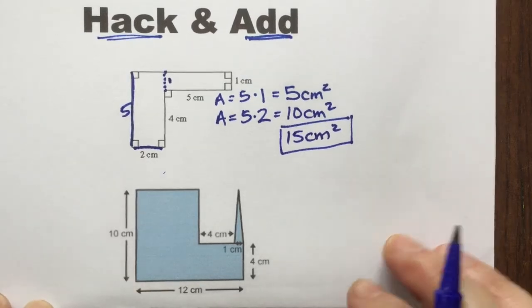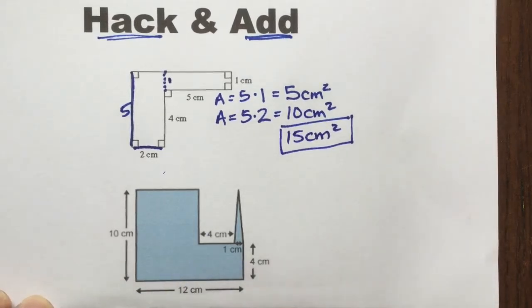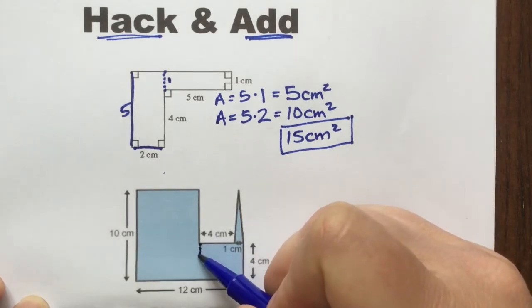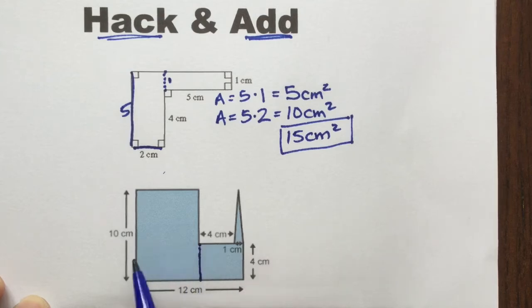All right, let's try it one more time with this shape down here, which you can see has two rectangles and then a triangle as well. So for my rectangles, I'm going to cut it maybe this way. I could cut it this way if I wanted to. I should get the same answer, but I decided to do it this way.